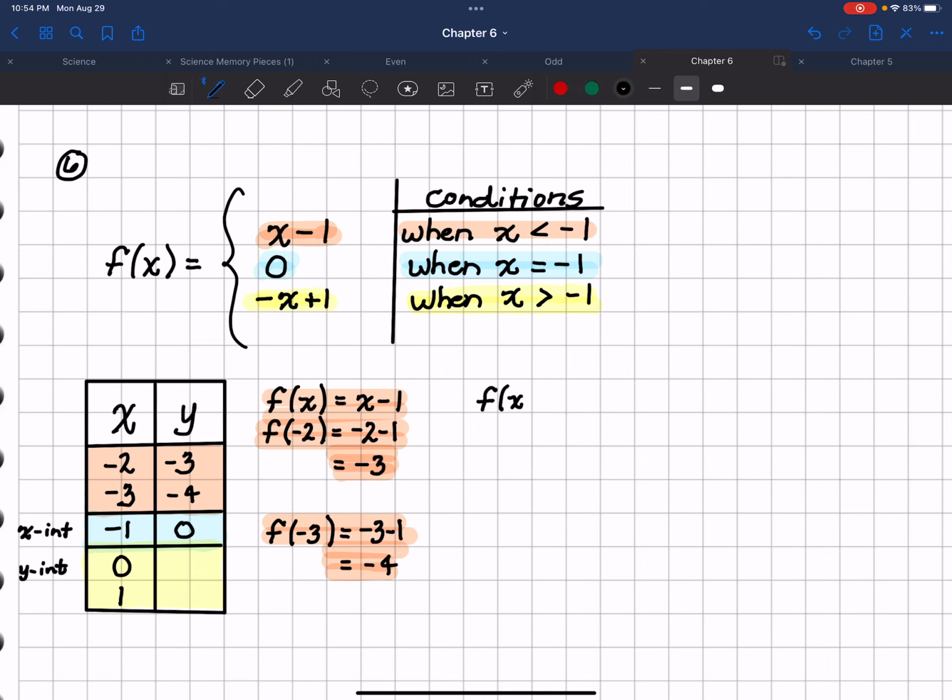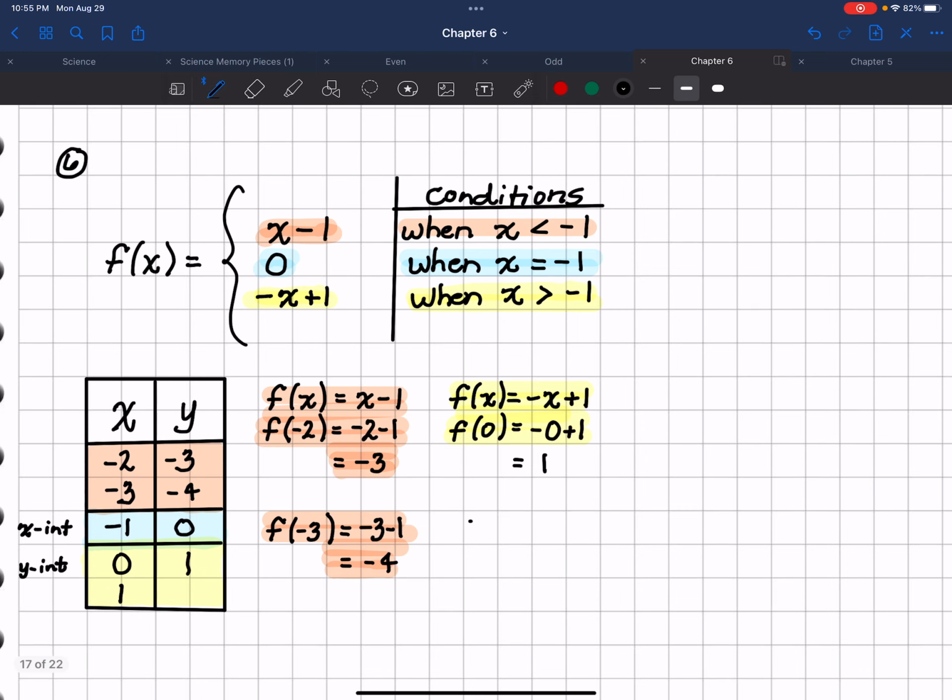And the yellow one is f of x equals -x plus 1 when x is bigger than -1. So we're using 0 as our value for x. And 0 is neither positive or negative, but that negative sign's in there. So we just end up with 1. And that's coming from the yellow rule. When x is 0, y is 1.